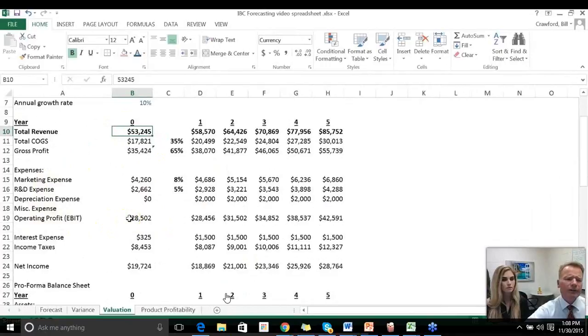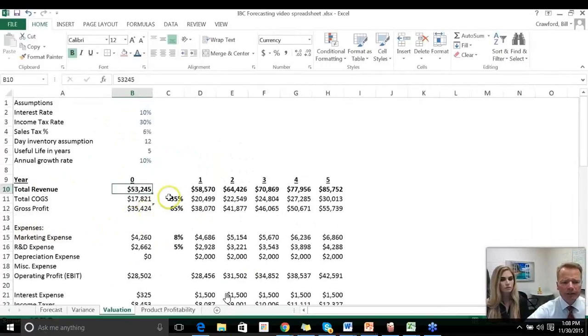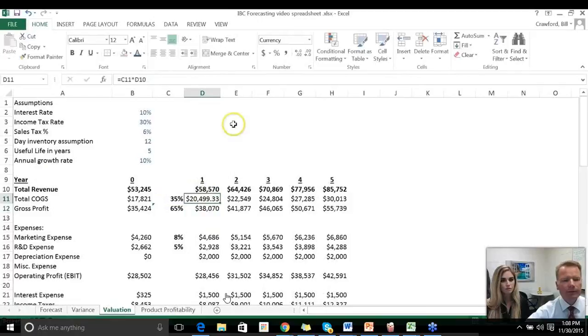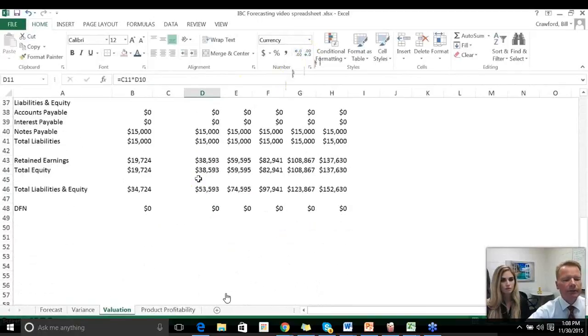But I do want to show you something interesting here. When I'm building a forecast like this for 5 years, I'll calculate this percentage. This is my cost of goods sold as a percentage of sales. It's 35%. And then I can use that same cost of goods sold percentage, and I'll show you how. I just go equals cost of goods sold times revenue. That just did a little bit of rounding, but otherwise it's the same, right?